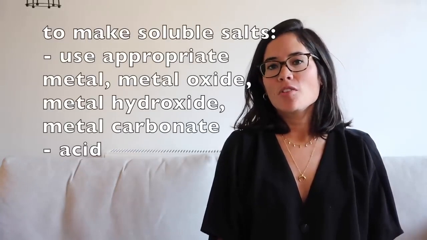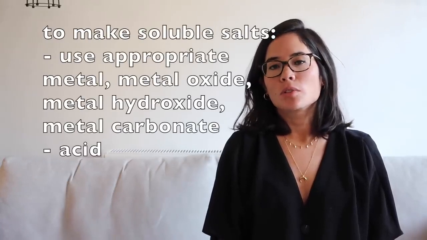So let's look at the different methods for making these salts, and we're going to start by looking at soluble salts, but do notice these are ones which do not contain ammonium, potassium or sodium. So what you can do here is you can use metal oxide, a metal hydroxide or metal carbonate. You react it with the acid and you form your soluble salt.